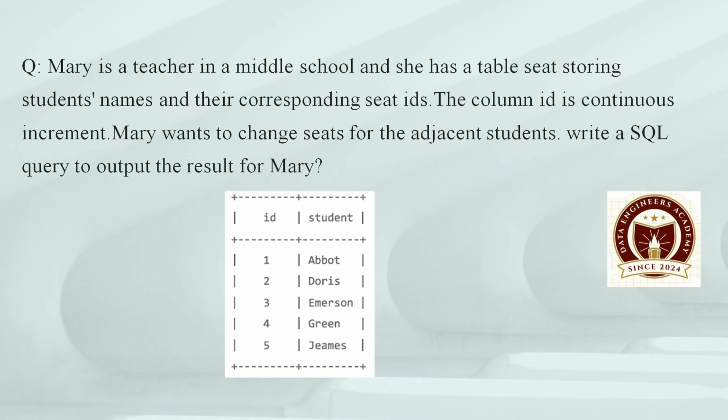Mary is a middle school teacher and she has a table called seat which stores the student names along with their corresponding seat IDs. The ID column represents continuous incrementing numbers, meaning the seats are assigned in order. Now Mary wants to swap the seats of adjacent students to create a new seating arrangement. Our task is to write a SQL query that will help Mary generate the updated seat assignments. So let us see the query for this question.